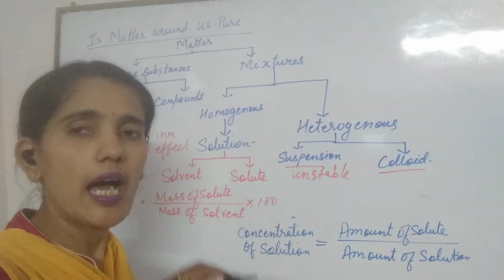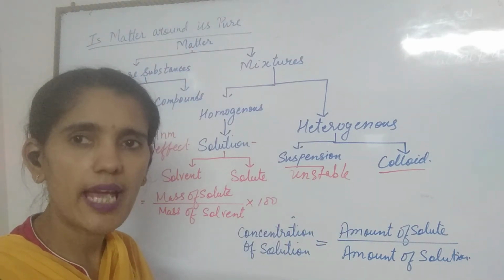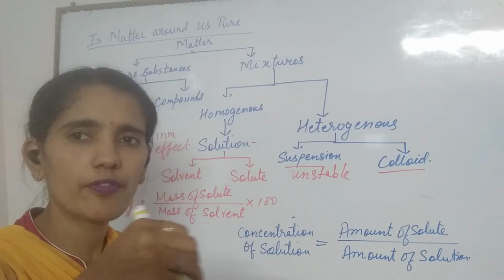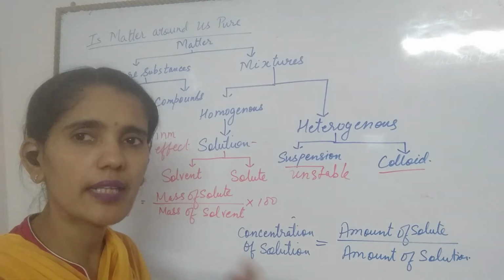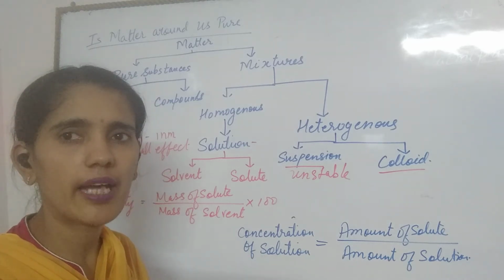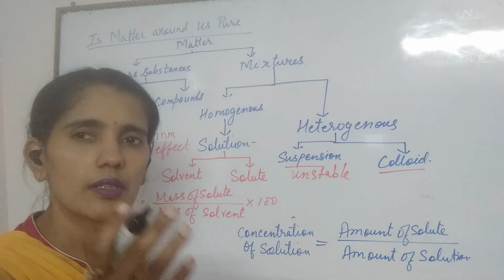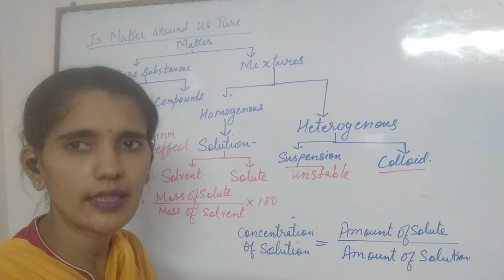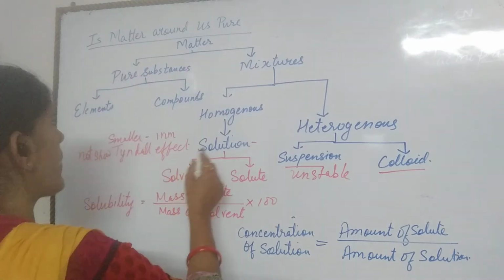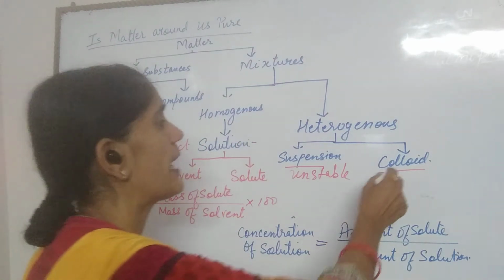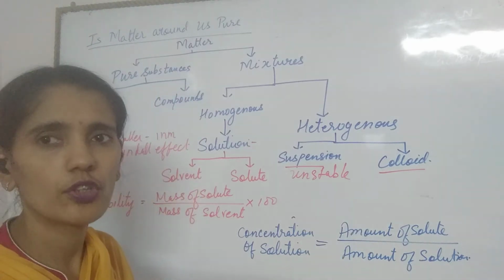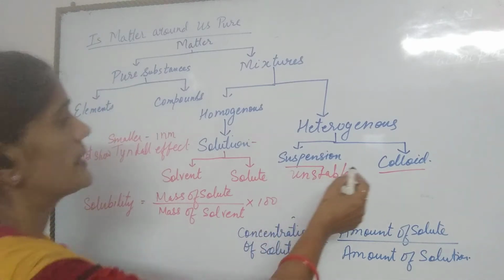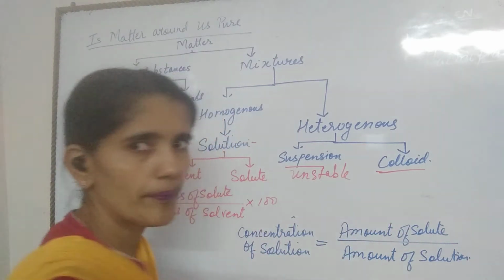Because once I am dissolving sand in water, what will happen? It will move in water for a few minutes. If I keep that beaker in which I have added sand and water and do not touch it, after a few minutes the sand particles will get settled down. So it is unstable, while solution and colloid are stable. Clear?